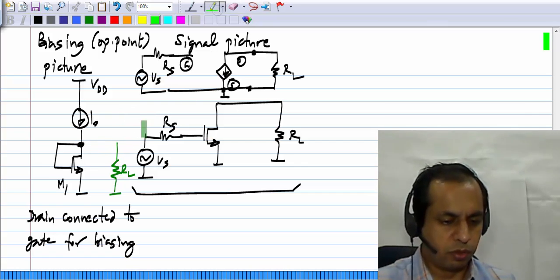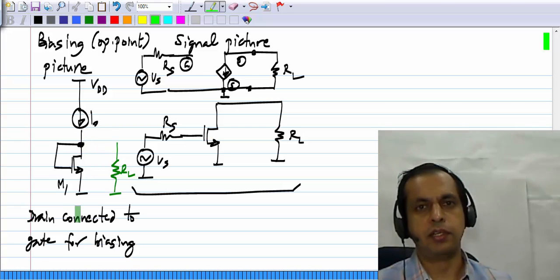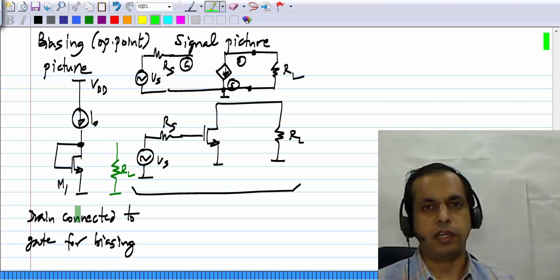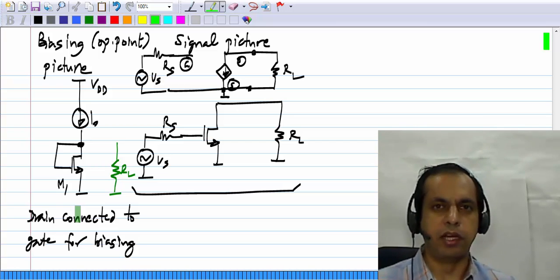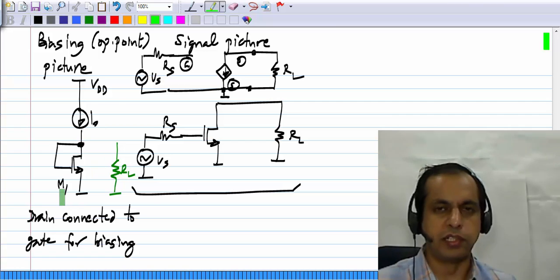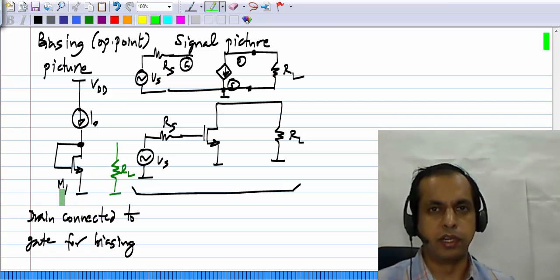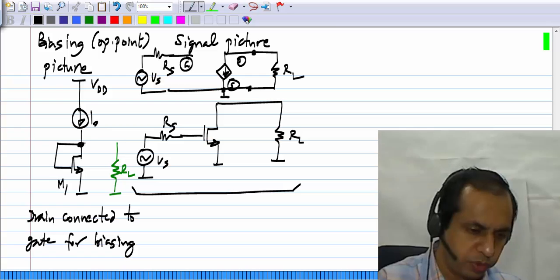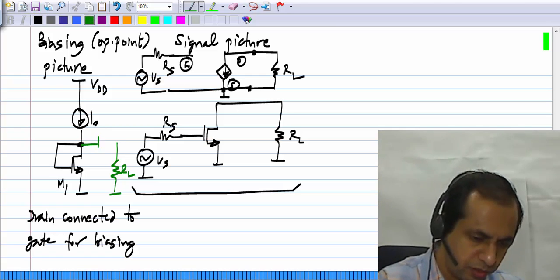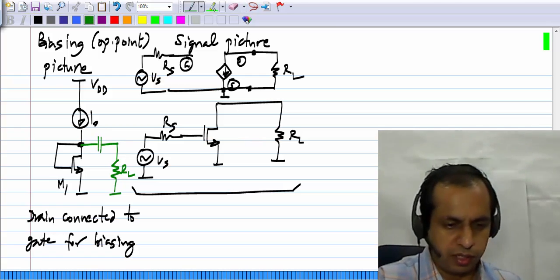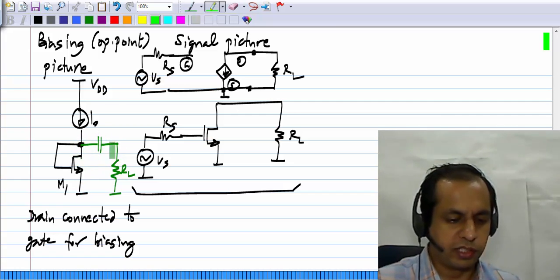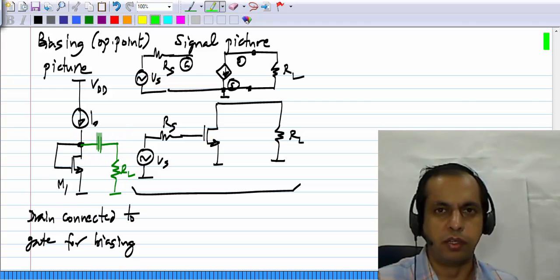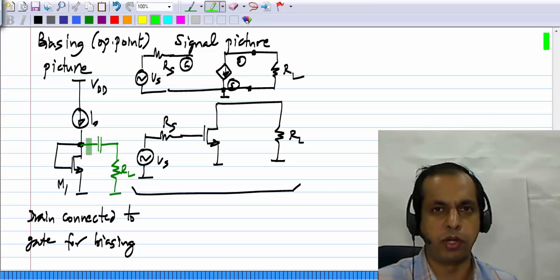So somehow only for signals it should appear across this, and that is easy if the signal is above a certain frequency omega naught. This is known as AC coupling, and the way we connect RL to the transistor is exactly the same as our original common source amplifier. We connect it through a capacitor, so that if the capacitance is very large, then all of the signal voltage VDS will appear across RL, but the DC here is blocked. Sometimes this is also known as a DC blocking capacitor.